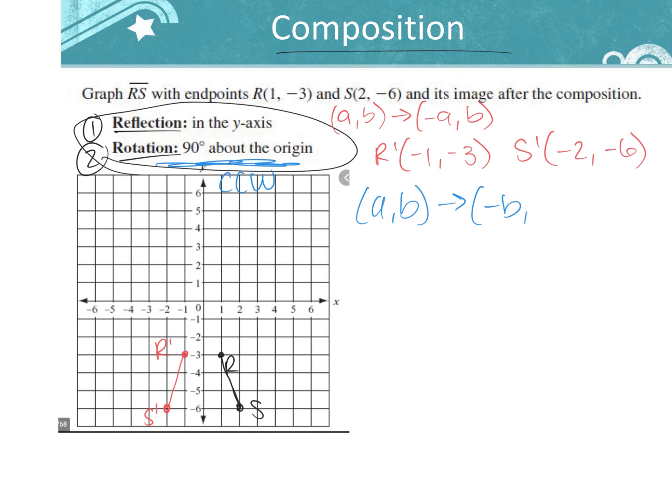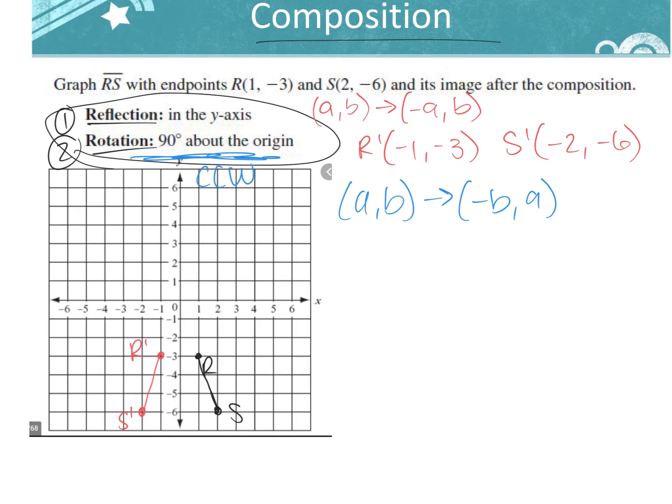What is the rule for 90 degrees counterclockwise rotation? Negative B, comma A. Wait, is that rule the same for clockwise? No. This is the rule for counterclockwise. For 90 degrees clockwise, that is the same as what counterclockwise? 270. So you would follow the rules for 270 counterclockwise. Do you understand that now? Okay. So, change my coordinates. What's R double prime, peeps? 3, negative 1. What's S double prime? 6, comma, negative 2.